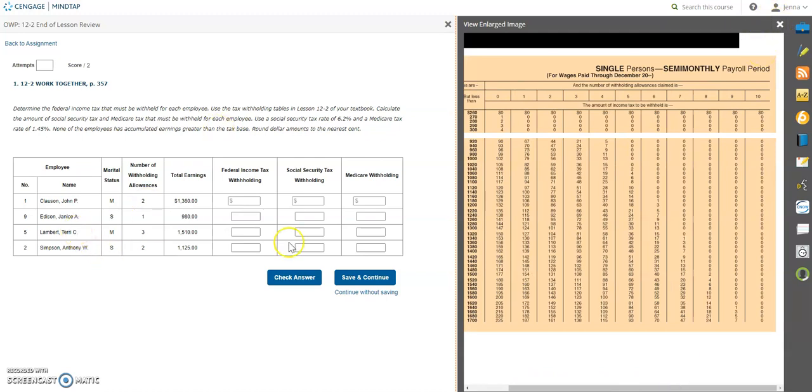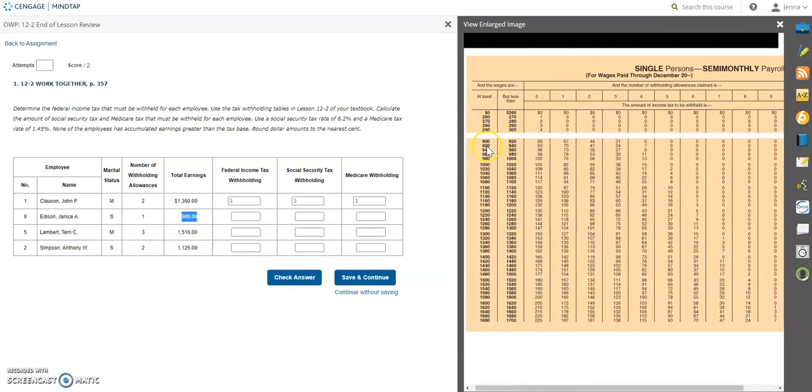Okay, so let's go ahead. I think what I'll actually do is the single first, just so that I don't have to click back and forth from those two different ones. Let's look at Janice first, because Janice is our first single. I'm looking at the marital status to figure that out. When I look at that single, that tells me I need to look at this table. Next I'm going to look at her total earnings, which are $980. I need to find where that falls on this table. I see this one here says at least 980, but less than 1,000. So that's the row she's going to fit into.